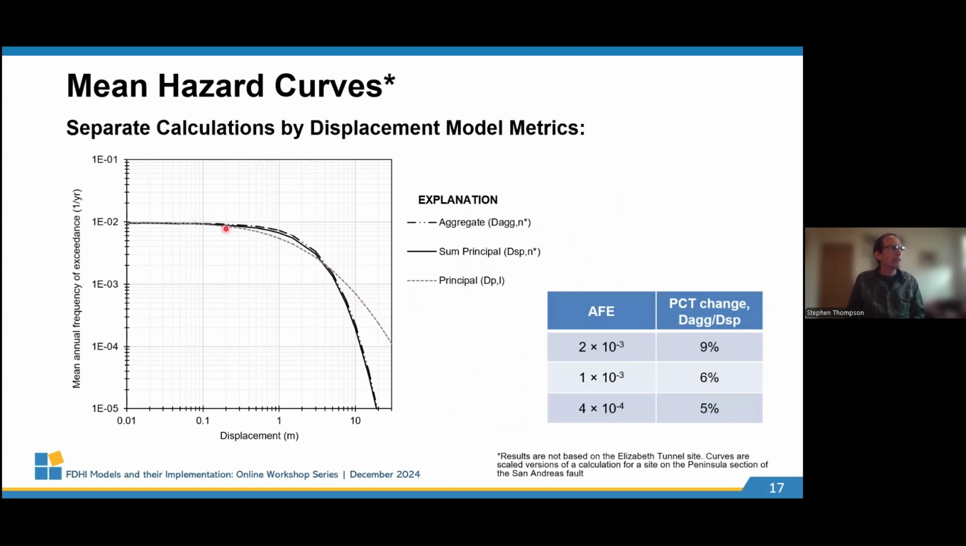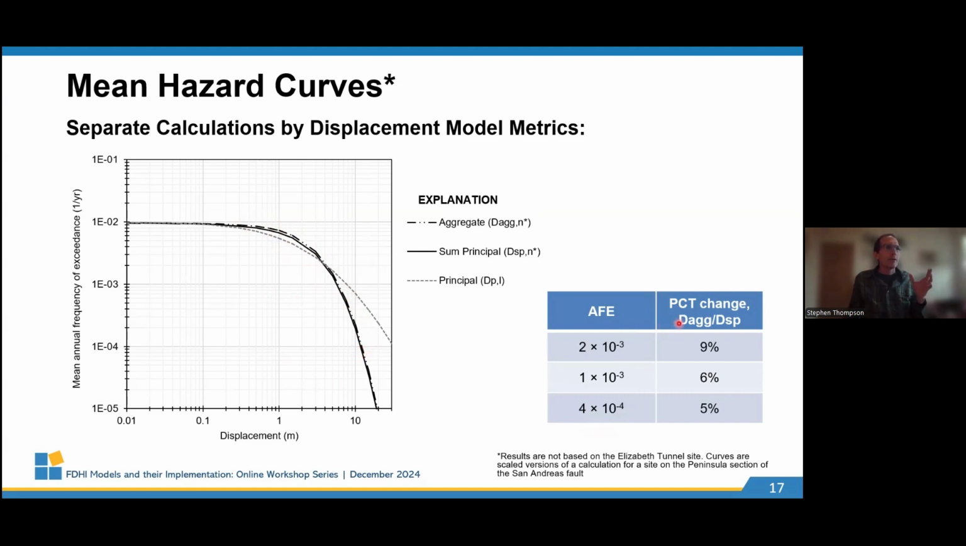Our legacy sensitivity case is shown by the dashed gray line here. This is for the single principal case. And here we have in solid the sum of principal, and in the dashed dot pattern, the aggregate displacement metric. Consistent with one of the things that Greg mentioned on Wednesday, for our very large magnitude type events there is less of a difference between the aggregate and the sum principal. And so those are perhaps surprisingly close together.